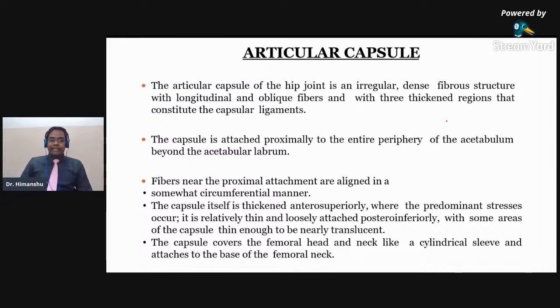The capsule covers the femoral head and neck like a cylindrical sleeve and attaches to the base of the femoral neck. So it encloses the femoral neck and the femoral head also. Along with that, always remember you have a very high amount of negative intracapsular pressure, which sucks it in. A pressure which resembles a vacuum cleaner.